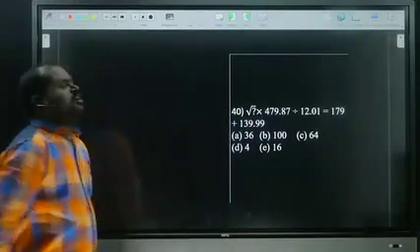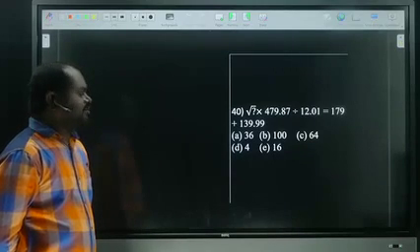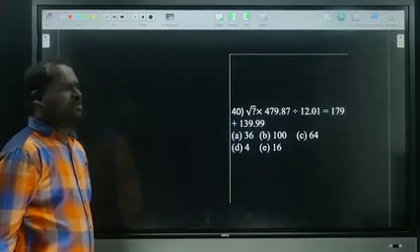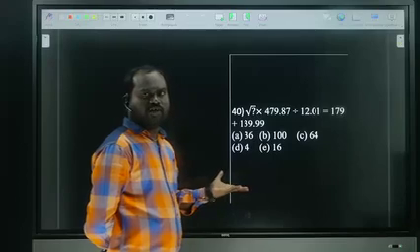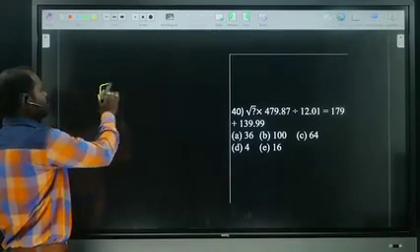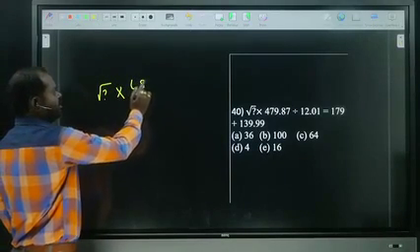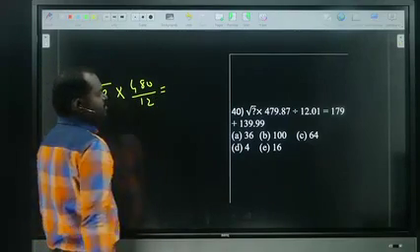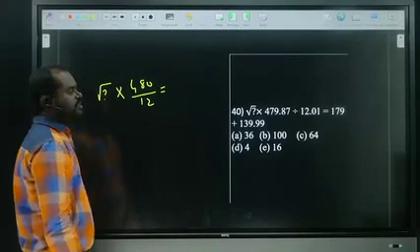Now, under root question mark into 479.87 divide by 12.01 equals 179 plus 139.9. Division symbols are there, first see the options. The options are not close, so we can round off. Root question mark into 479, we can take it as 480 by 12 is equal to 40, plus 179, take it as 140. 179 plus 140, how much?